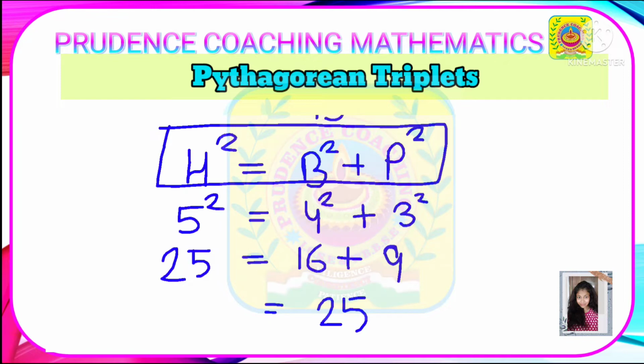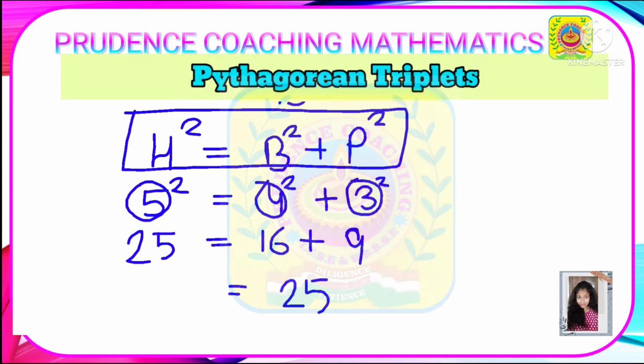So here we have 3, 4 and 5 as the sides of the triangle. Which triangle? Right angle triangle. So these sides, that is 3, 4 and 5, are known as a Pythagorean triplet. Why triplet? Because 3 numbers. Why Pythagorean triplet? Because it is following the Pythagorean theorem. So let us learn how we can find the Pythagorean triplets easily using tricks.